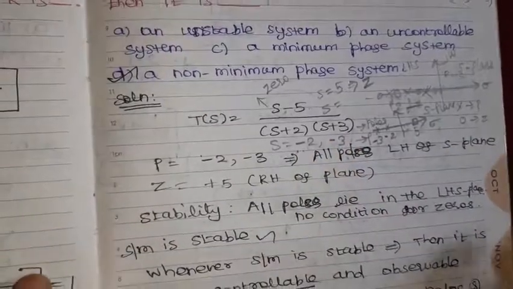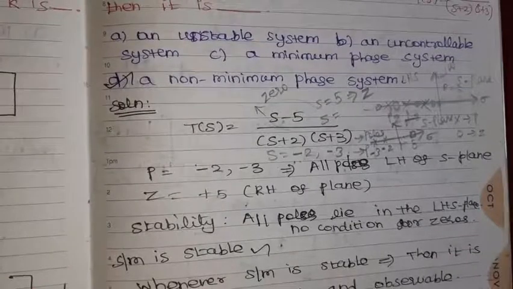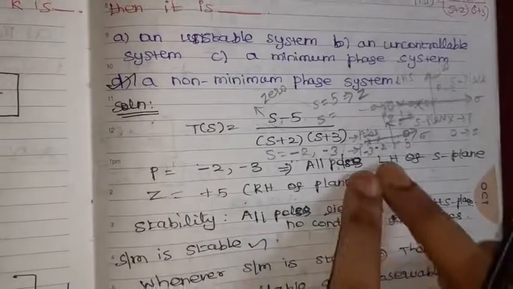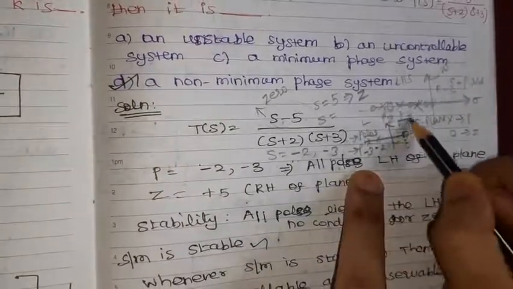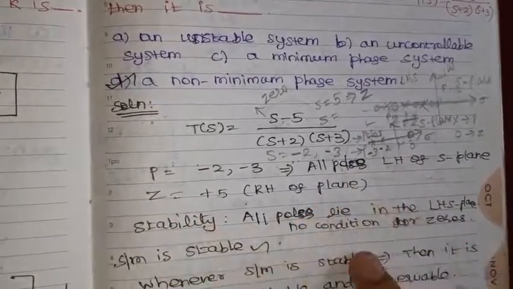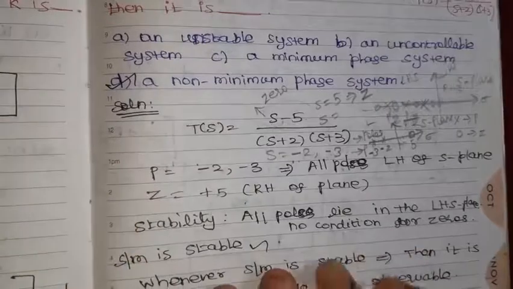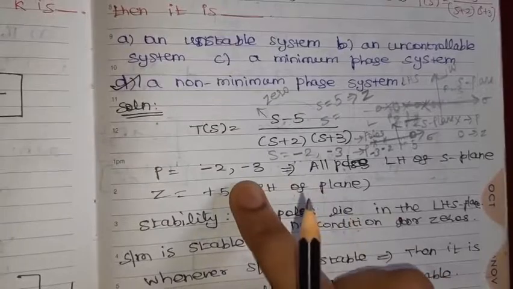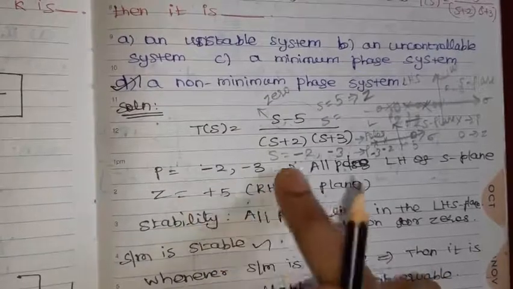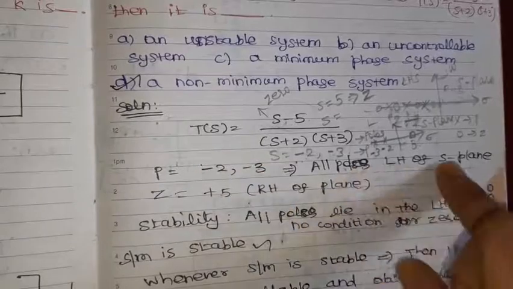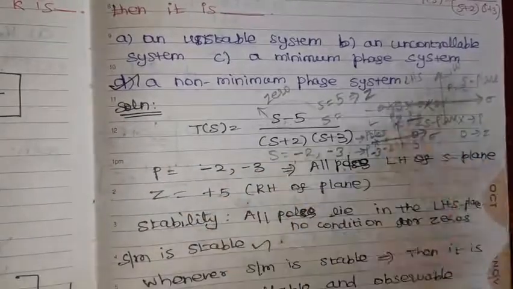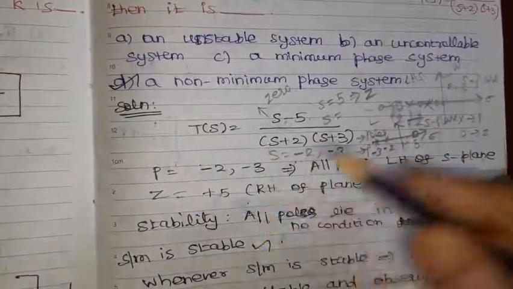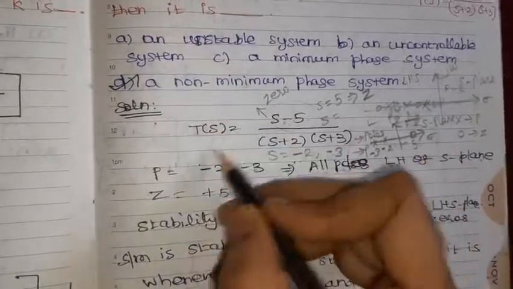From this we are going to find out whether it is a stable or unstable system. Stability depends only on the location of poles. This is the left half of S plane, this is the right half of S plane. There is no stability condition for zeros. So first we will see whether it is a stable or unstable system. All poles are in the left half of S plane, only 1 0 is in the right half. So stability includes only the location of poles. So the system is stable. The given system is a stable system.